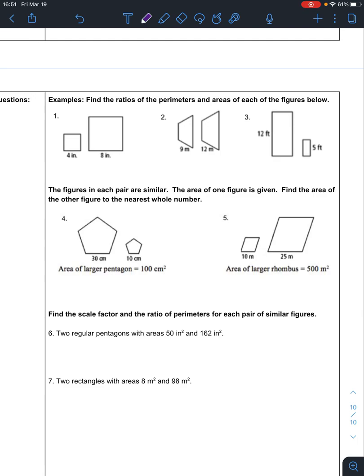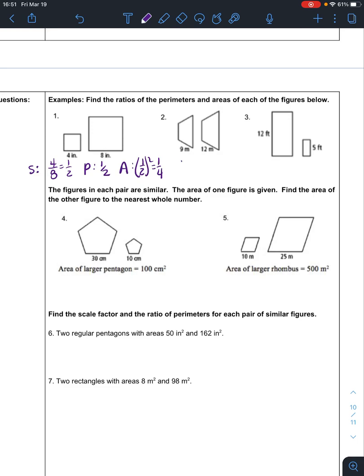And if we square that, that gives us the ratio of the areas. So my sides here are in a ratio of 4 to 8, which is 1/2. Then that means my perimeter will be in a ratio of 1/2, and my area will be 1/2 squared, which is 1/4. So that's what it's asking for right there.